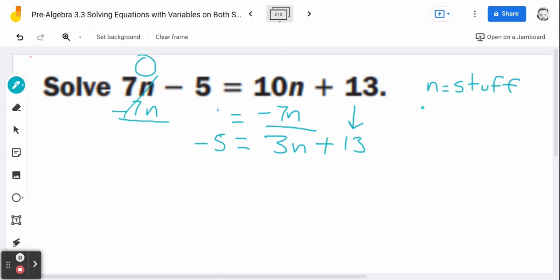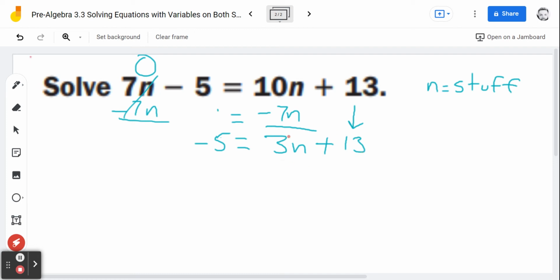I'm almost done. I'm getting there, right? I need N equals some stuff. So what do I need to move now? I can move some stuff, but I want to get N by itself. So I got to look over here on this side. This is where my N is. I want to get this N by itself. So I got to move the 3 and I got to move the plus 13. Which one should I move first, the 3 or the 13?